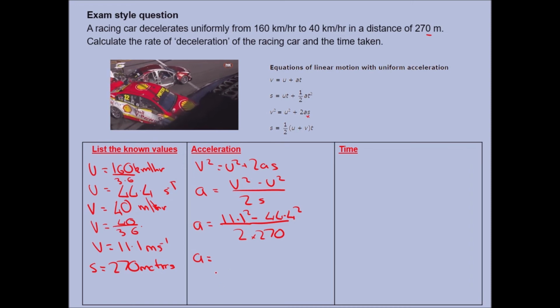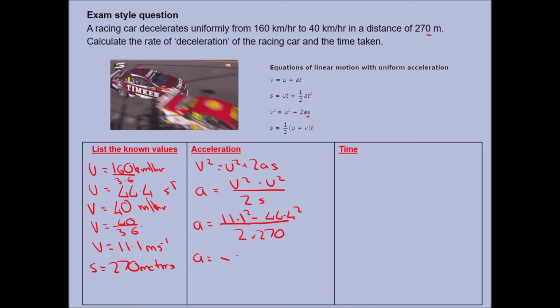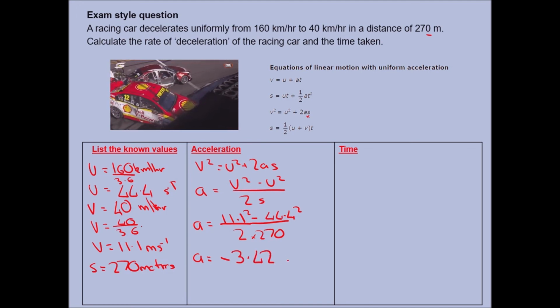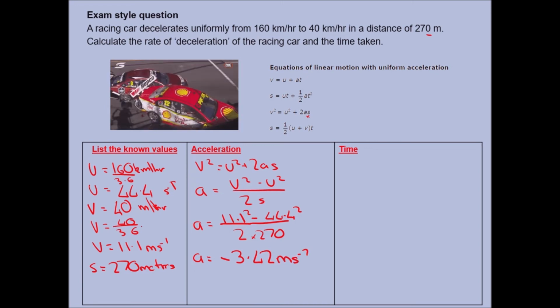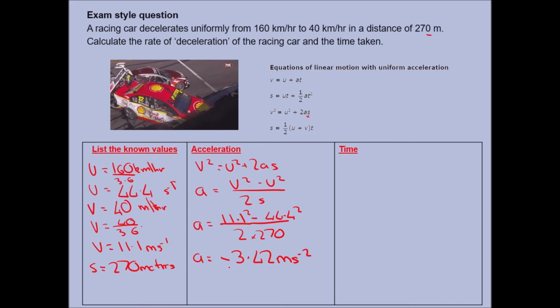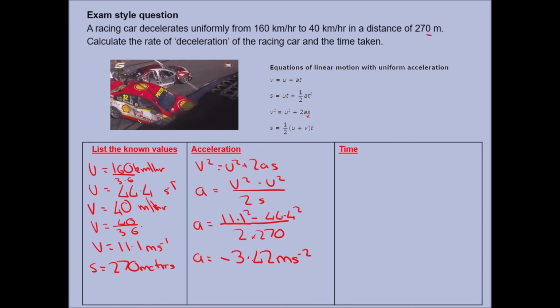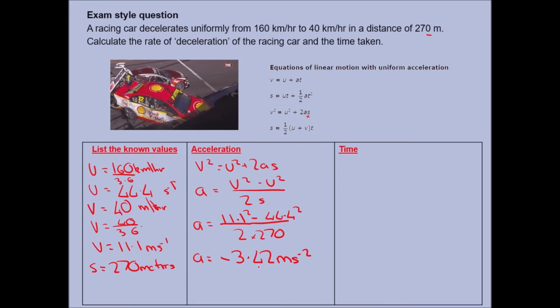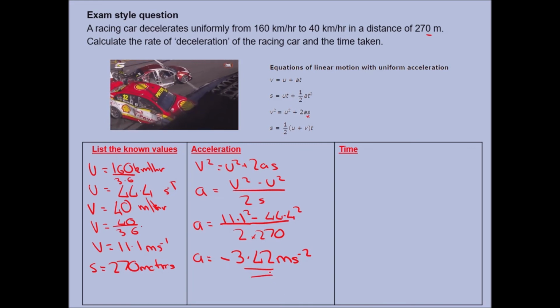Okay, we'll do 3 significant figures. We'll notice here we've got a minus in the front. Now should we have a minus? Yeah, we should, because we're decelerating, so we're losing velocity. And that's what separates our acceleration, which is a positive, from our deceleration, which is a negative. So the acceleration is minus 3.42.